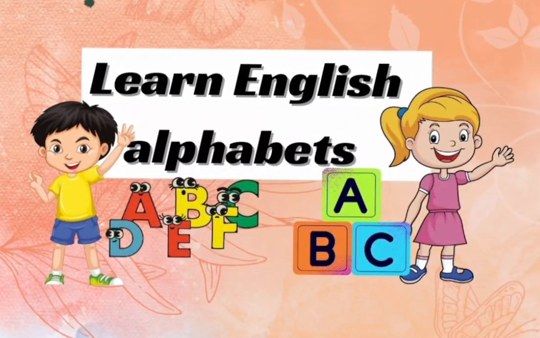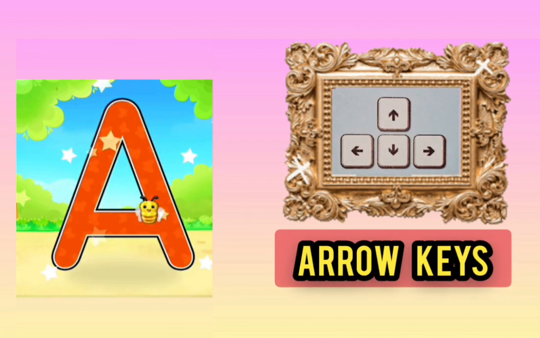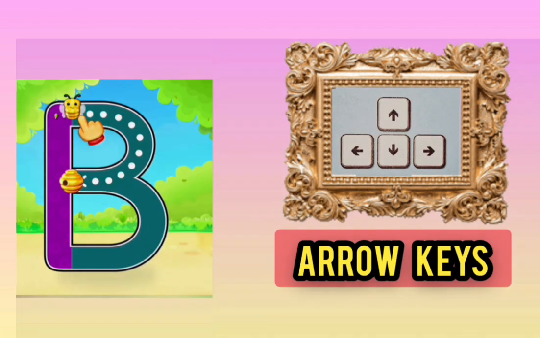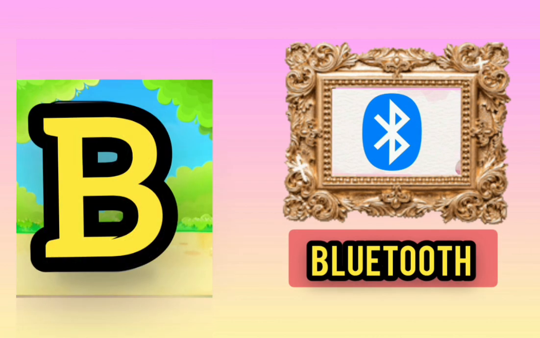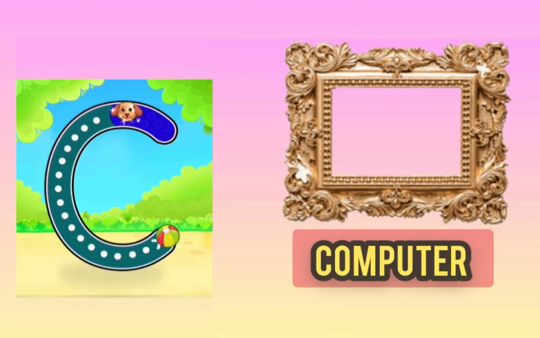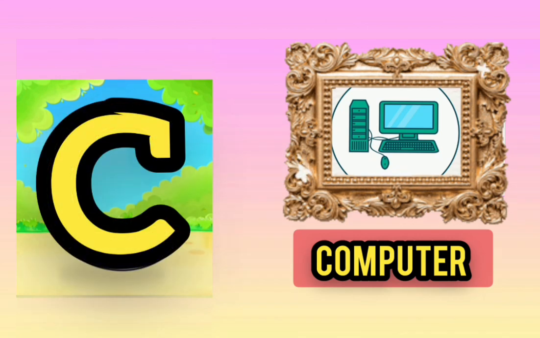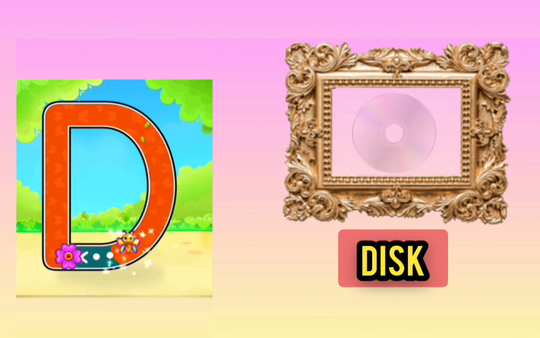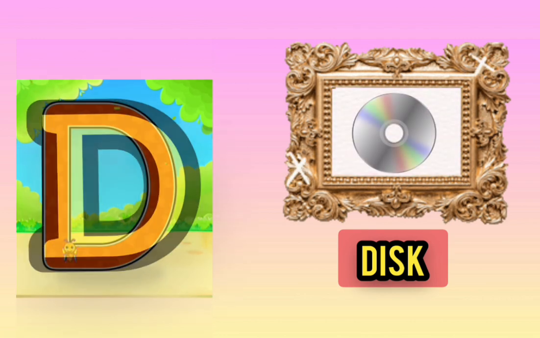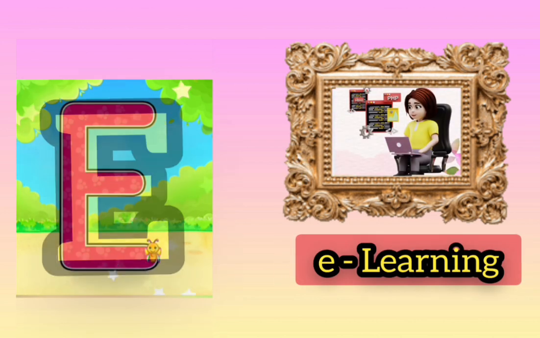English alphabets. A for arrow keys. Arrow keys. B for Bluetooth. Bluetooth. C for computer. Computer. D for disk. Disk. E for e-learning. E-learning.